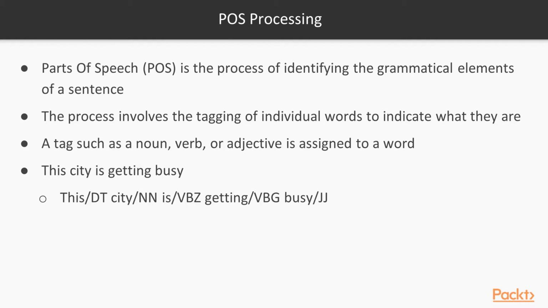In the following sentence, this city is getting busy, we can see below that the sentence has actually been tagged. The word this is followed by a tag, preceded by a slash, then DT. The slash DT is the tag. City has a tag, slash NN. Is is a verb, slash VBZ, getting VBG, busy being JJ. These individual tags have specific meanings.